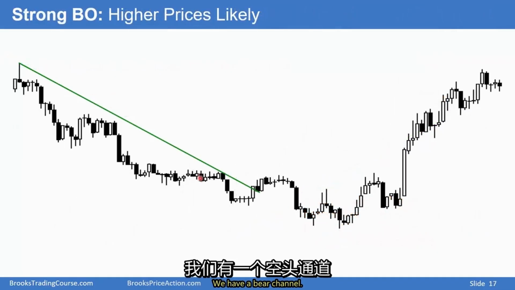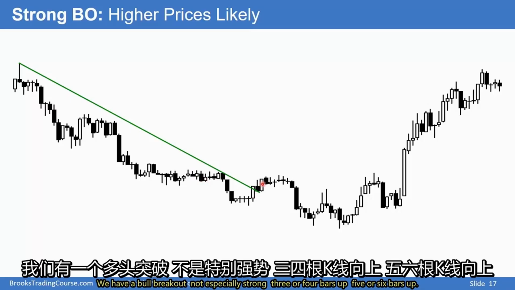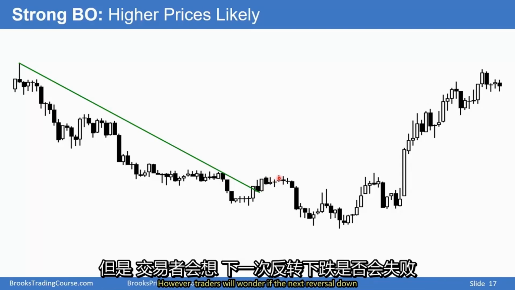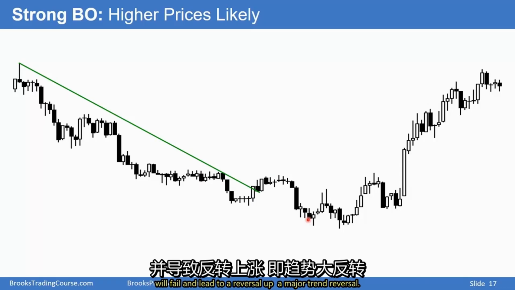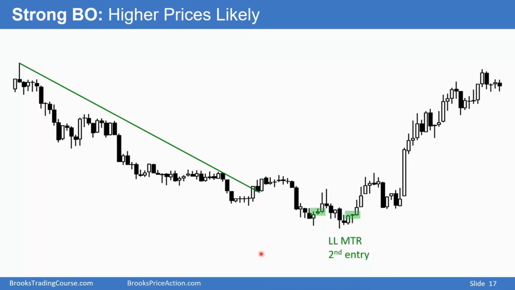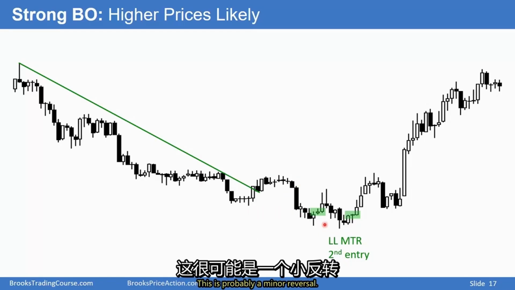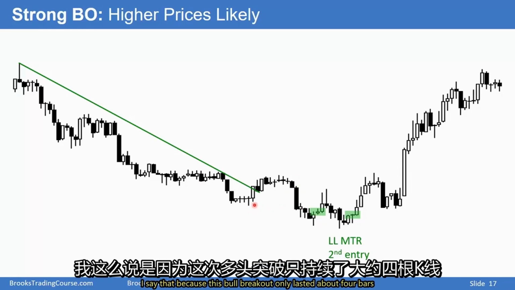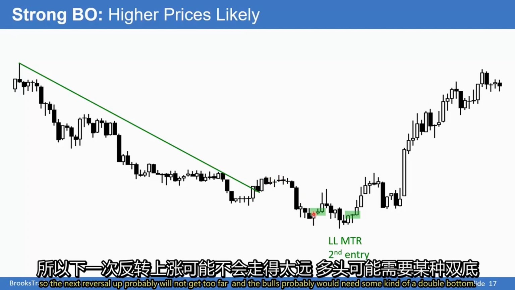We have a bear channel. We have a bull breakout, not especially strong, 3 or 4 bars up, 5 or 6 bars up. However, traders will wonder if the next reversal down will fail and lead to a reversal up, a major trend reversal. This is probably a minor reversal. I say that because this bull breakout only lasted about 4 bars, so the next reversal up probably will not get too far, and the bulls probably would need some kind of a double bottom.